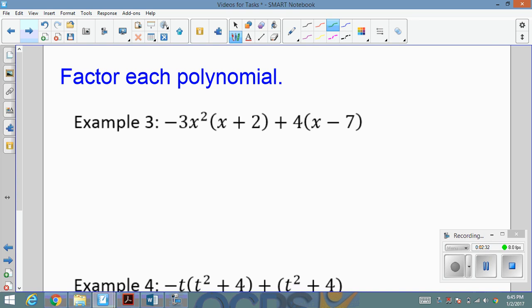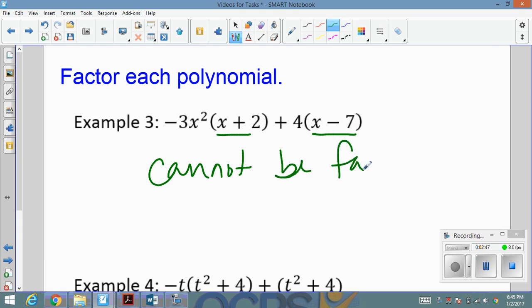In example 3, notice that what I have in the parentheses is not the same. Cannot be factored. And it's not something where I can just rearrange. They're just totally not the same. And I should say cannot be factored using this method, because there might be another way to factor it. But for right now, we're just going to say cannot be factored.